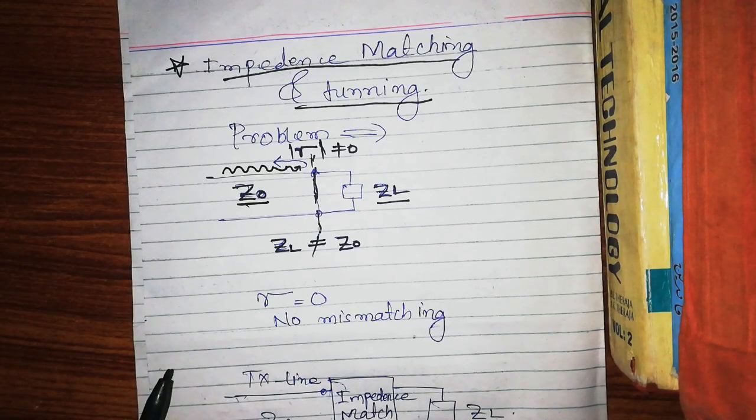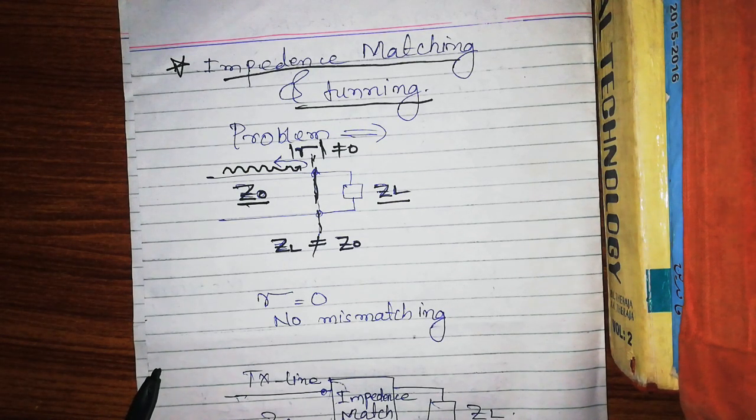Hello friends, today I have come up with a new topic, impedance matching and tuning. You might have heard about matched loads and mismatched loads in your microwave engineering. And what is the problem with the mismatched load? Why do you call a load mismatched and why do you call a load a matched load?